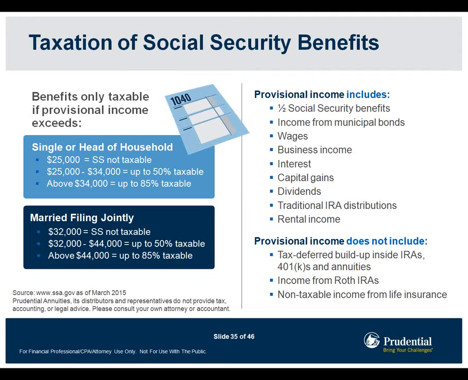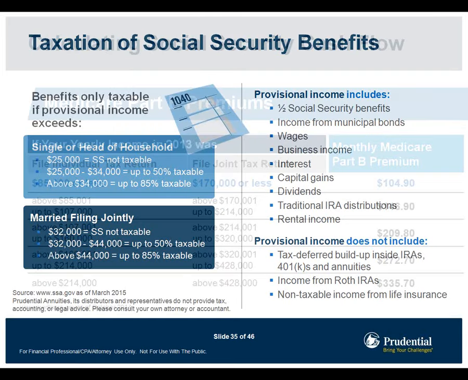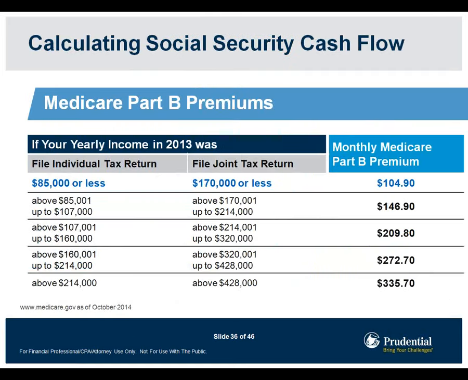And then second, your Social Security check will be reduced by your Part B Medicare premiums. Once you enroll in Social Security, you're automatically enrolled in Medicare. And Part B, those premiums are taken out of your Social Security check. A lot of people don't realize that. And those premiums can be anywhere from $104 a month to $335 a month, depending on your adjusted gross income.